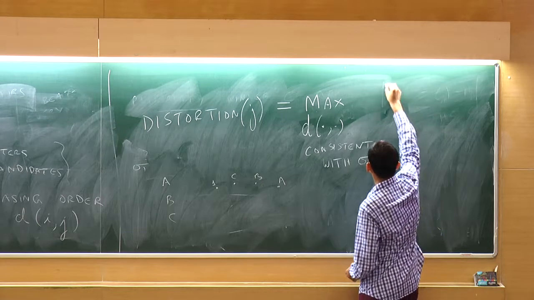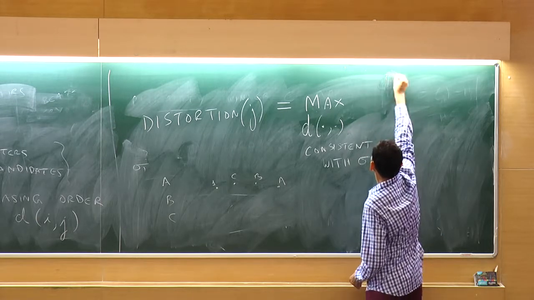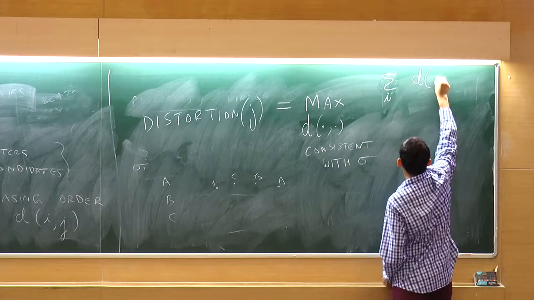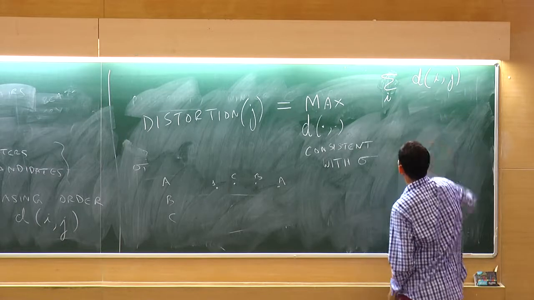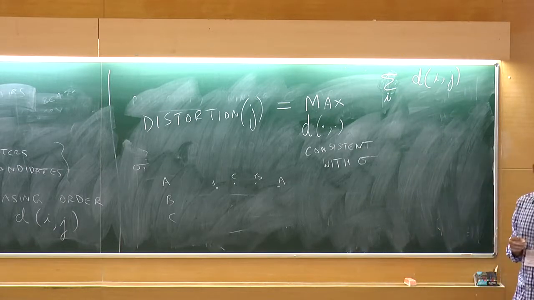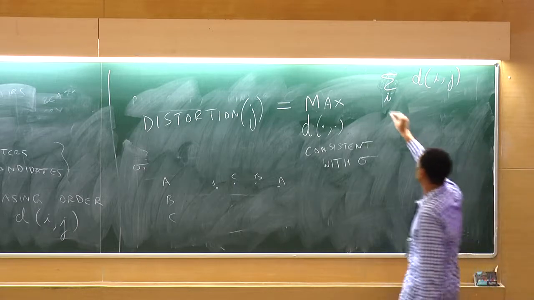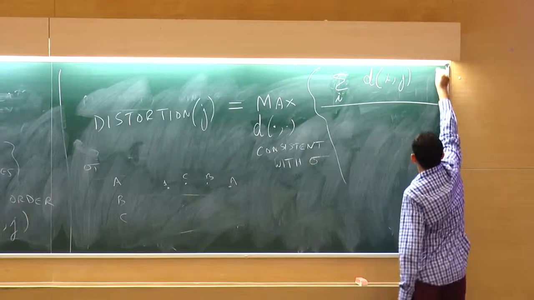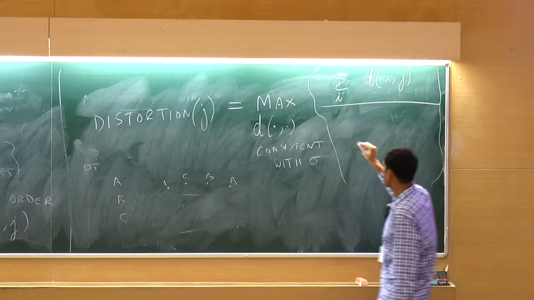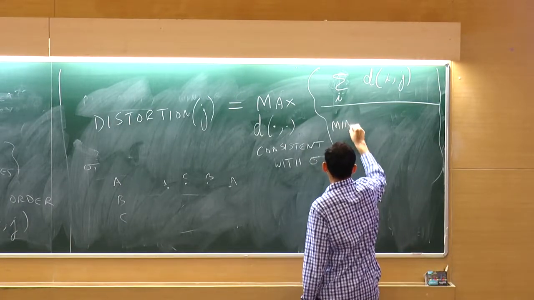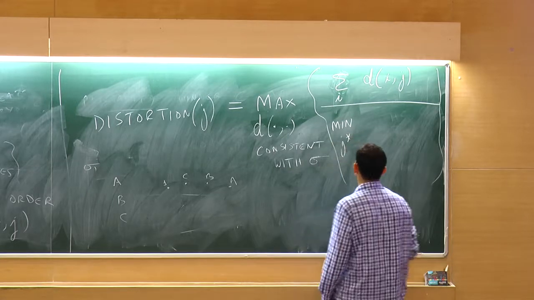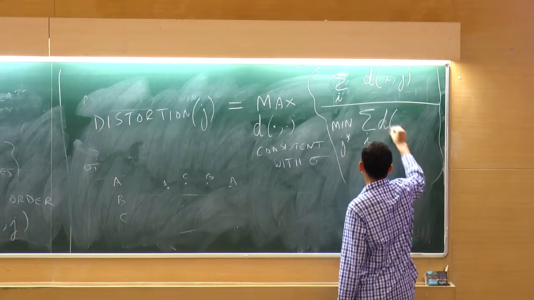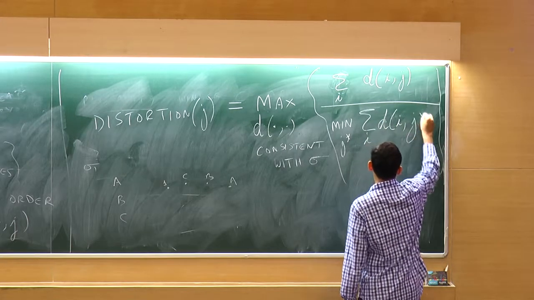of the sum over all the voters of Dij, divided by the min over all j star of the sum over all i of d of i comma j star.